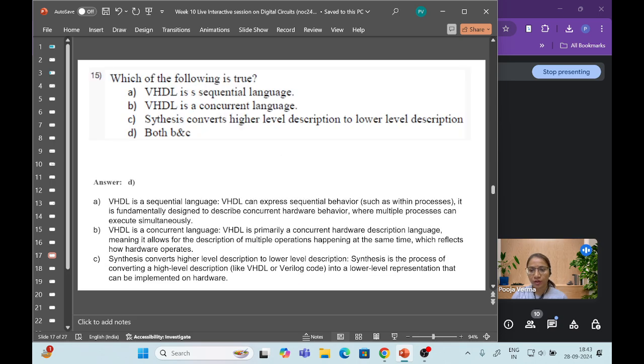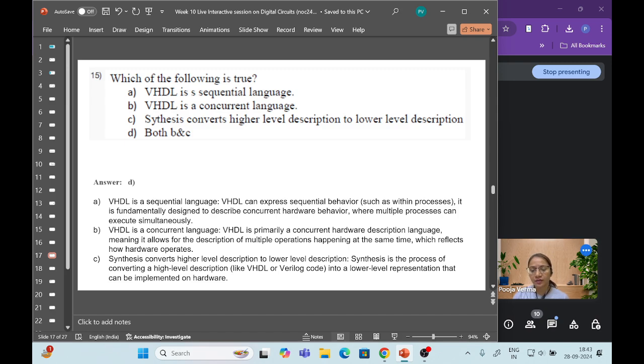Okay, now moving to the next question. Which of the following is true? Option A: VHDL is a sequential language. Option B: VHDL is a concurrent language. Option C: synthesis converts higher level description to a lower level description. Or option D: both B and C.